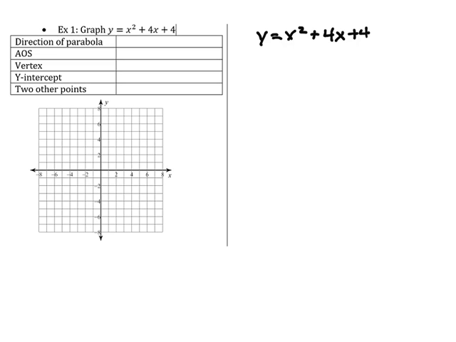Now we can identify a equals 1, b equals 4, and c equals 4. Right here we have 1, we have 4, and we have 4. The direction of the parabola, we can see by a. If a is greater than 0, that means it opens up.